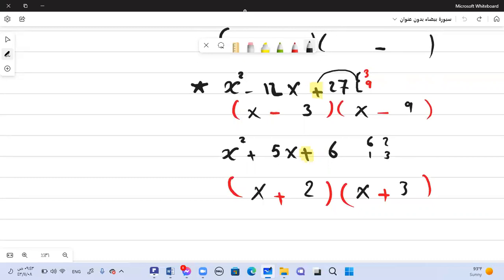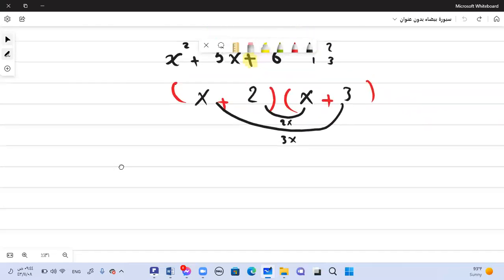Okay. If I want to check your answer, 2 multiply by x gives 2x, and x multiply by 3 gives 3x. If we add them, give me the middle term. Yes, so it's correct. Okay. So this is the first case about ax squared plus bx plus c.